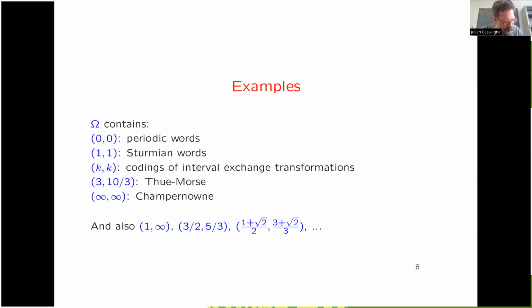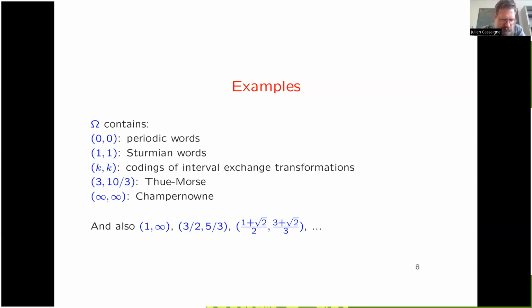So here are some points that fall in the spectrum. Periodic words, bounded complexity, gives 0, 0. Sturmian words, complexity n plus 1, you get 1, 1. And more generally, all the words with complexity kn plus constant give the point k, so the integer points on the diagonal. And then two more, we have seen 3 and 10 over 3.